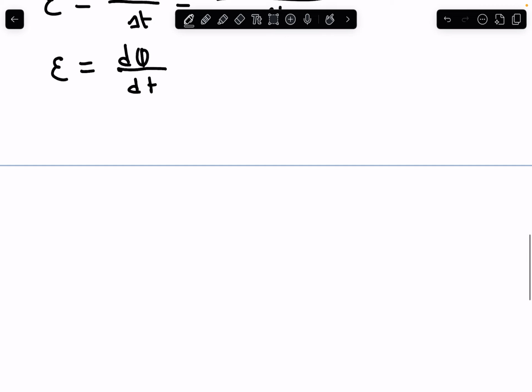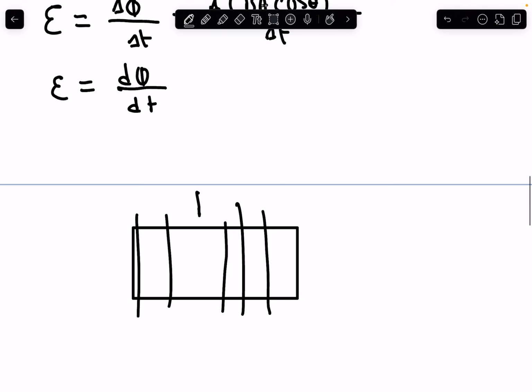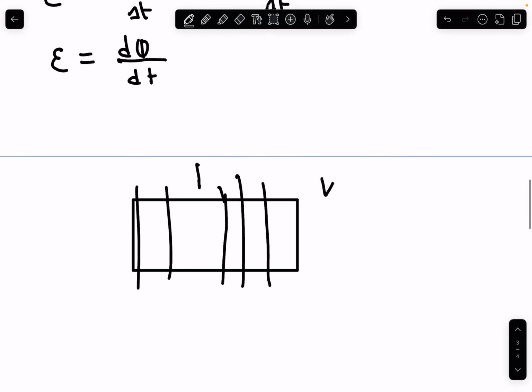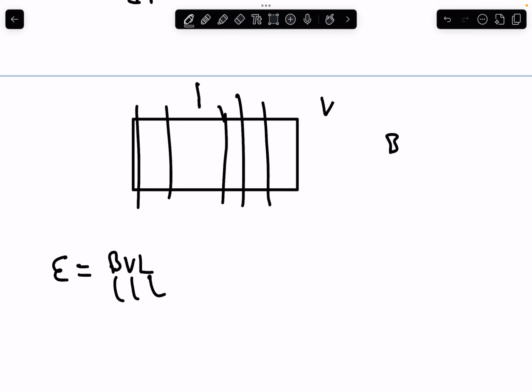Another equation we have: if you have a moving metal plate with a certain length L, moving through a magnetic field, or cutting a magnetic field, at a given velocity V, and a magnetic field of strength B, the EMF here would also be given by BVL, where this is the length, this is velocity, and this is again the magnetic field strength.